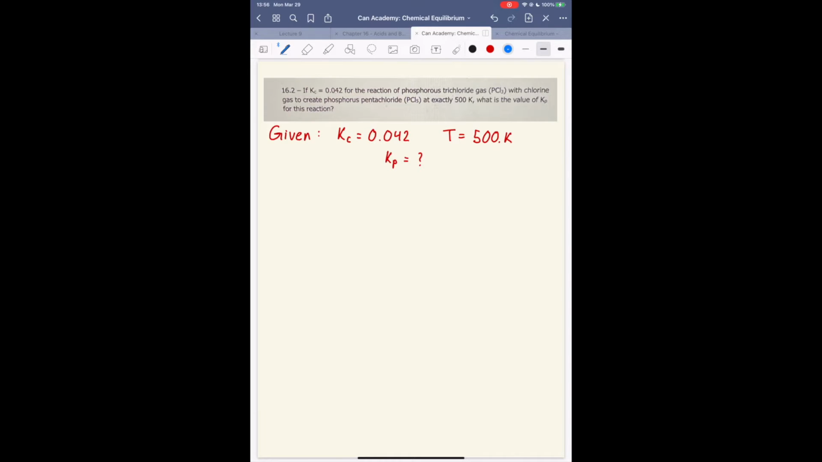For our next step, we are going to make sure that the equation is balanced. So we are going to do phosphorus trichloride gas and chlorine gas, which we know is Cl2 since chlorine is a diatomic molecule, react together to produce 1 mole of phosphorus pentachloride gas.